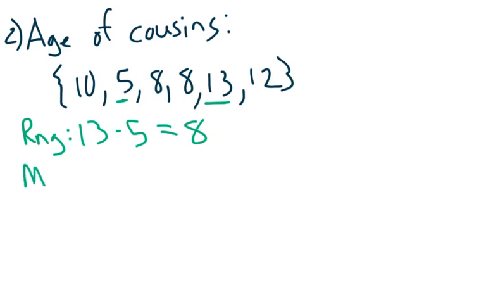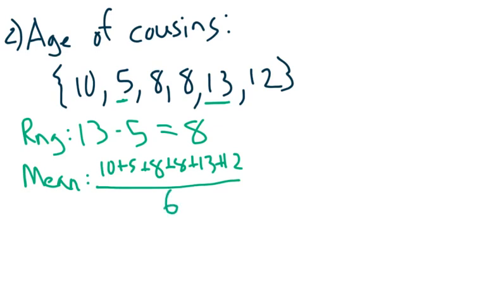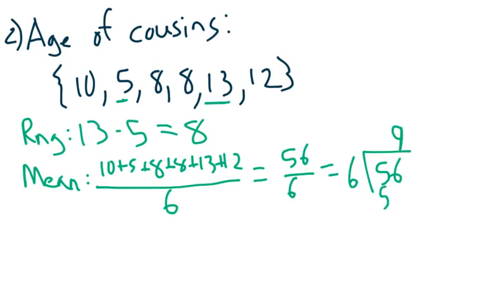Now we'll go to the mean. The mean is just, again, adding all these up. So we'll have 10 plus 5 plus 8 plus 8 plus 13 plus 12 all over 6, because we have 6 of these. When we do that, we end up getting 56 as the total of all the ages. Divide that by 6. Here, we're not going to get a clean number, and that's fine. We're going to do a little scratch work here. 56 divided by 6, 9, 54.